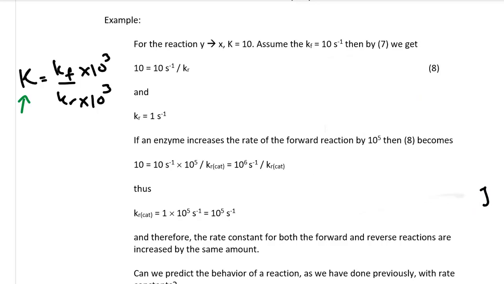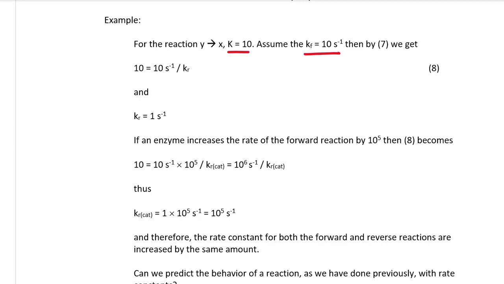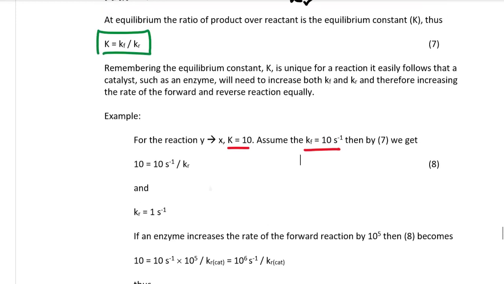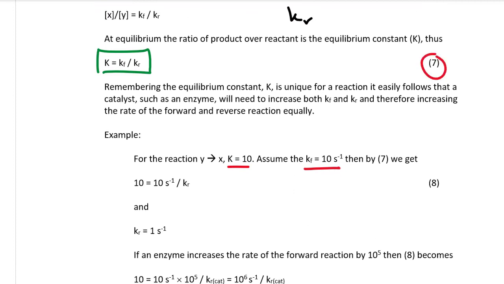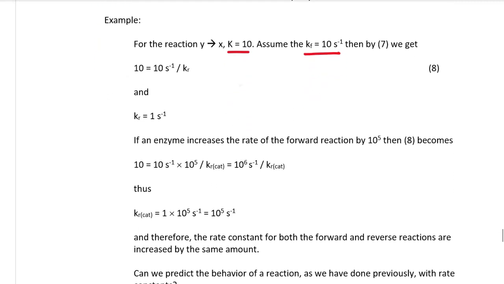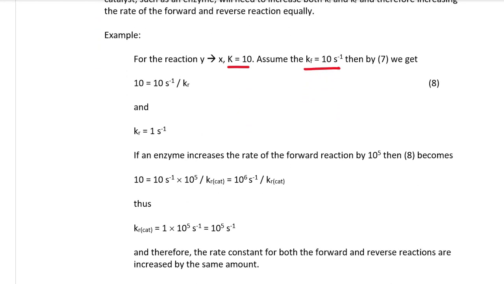Before I move on, I'm going to erase some of this stuff. Actually, I'm going to erase everything, and we'll push forward with the example we have here. So example, for the reaction Y goes to X, K equals 10. This has been our example from the beginning, and we set K equals 10 for this example. Assume Kf is 10 per second. Then by 7, and 7 is just this equation right here, let's actually write that equation out.